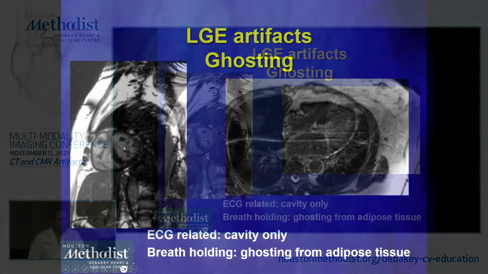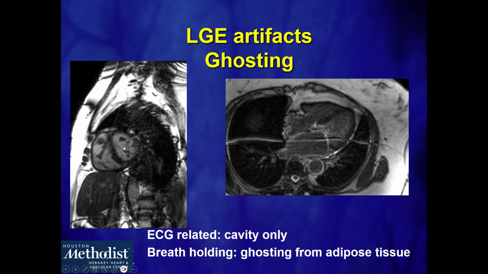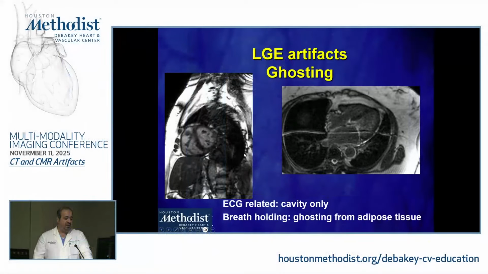These are 2 cases of late gadolinium enhancement, and what we're looking at is what we call a ghosting artifact. Do you see this line going from here all the way down to here? Do you see there is a very subtle line over here, and there is another line that's going up and down? So when the artifact is due to improper ECG gating, meaning that the patient is having an extra heartbeat or they have an irregular RR interval, typically it's only going to affect the cavity of the heart.